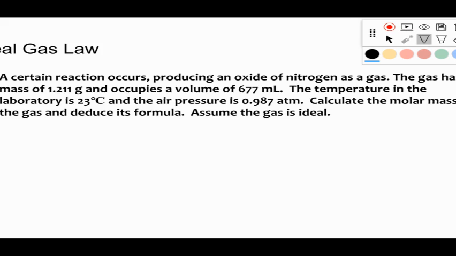This one's a little bit more complicated. It says a certain reaction occurs producing an oxide of nitrogen as a gas. It says the gas has a mass of 1.211 grams and occupies a volume of 677 milliliters. The temperature of the laboratory is 23 degrees Celsius and the air pressure is 0.987 atmospheres. Calculate the molar mass of the gas and deduce its formula. Assume the gas is ideal. By telling me the gas is ideal, it is telling me that I can use my PV is equal to nRT equation.